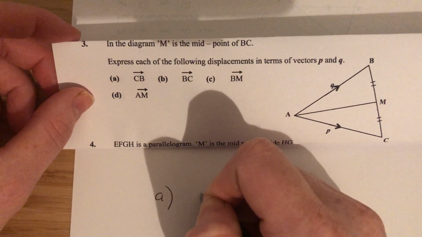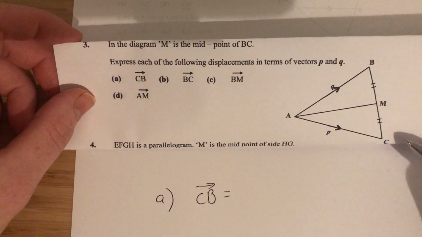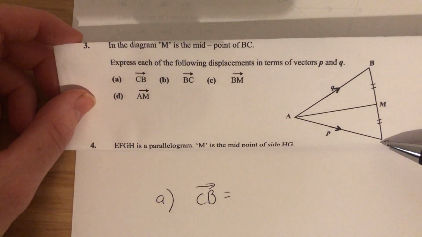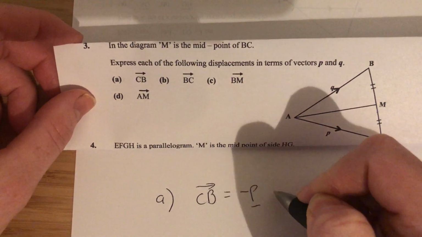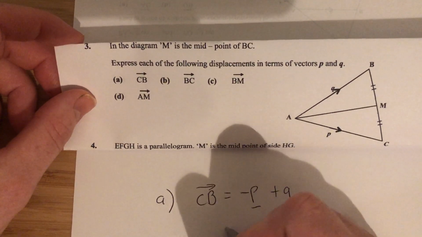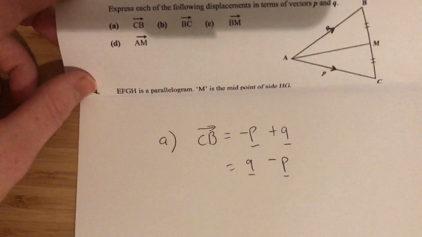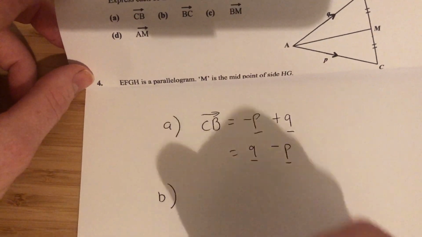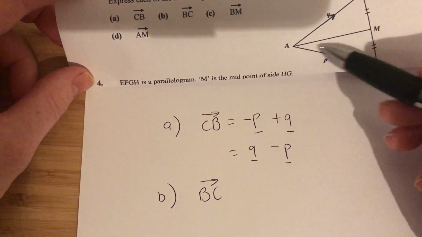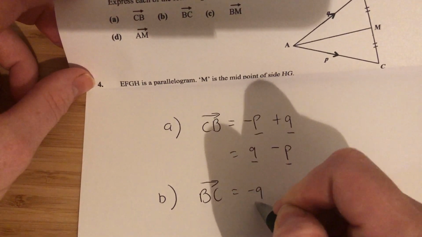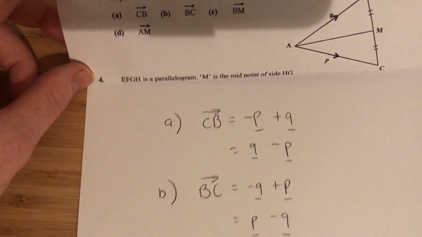So we're just going to do the same thing. So CB, we've got C to B, so we have to go along the journeys we know. We've got minus P plus Q. Again, I would probably write that out as Q minus P. I like to have the positive first, but you would not be incorrect if you left it the first way. BC, we've got B to C, so other way, minus Q plus P. Again, I would prefer to write that as P minus Q, the other way around.